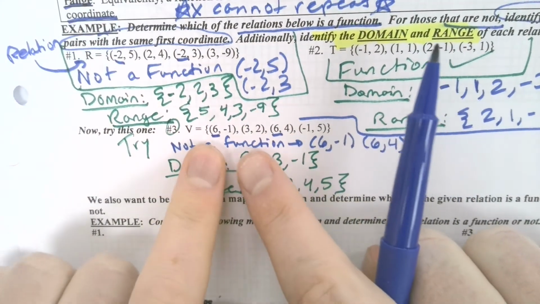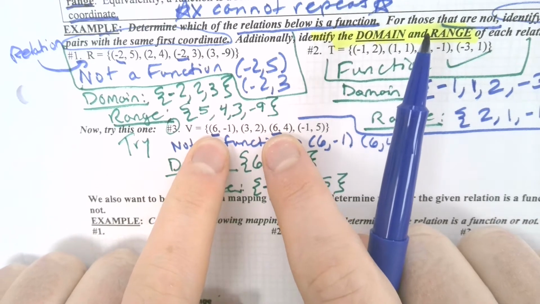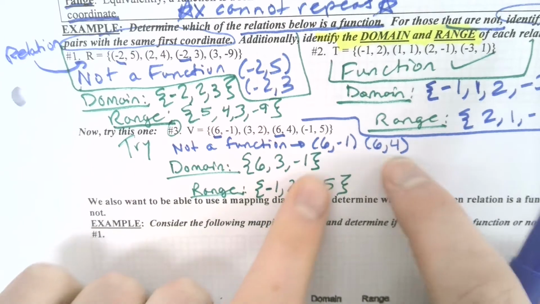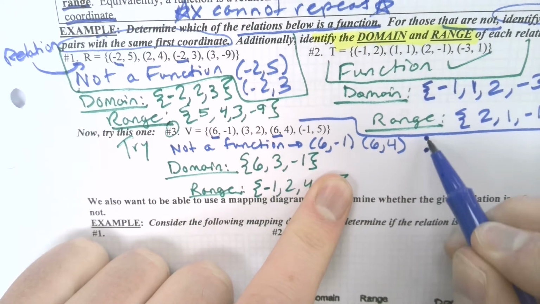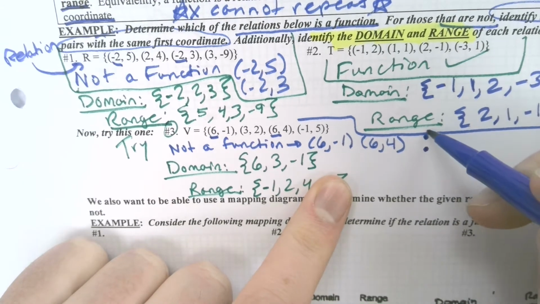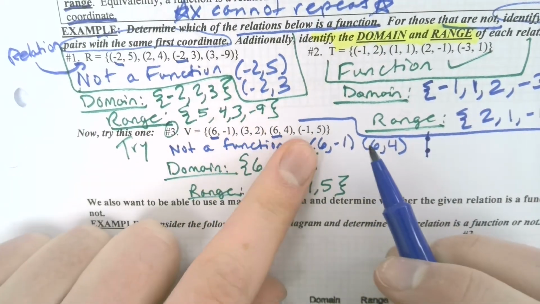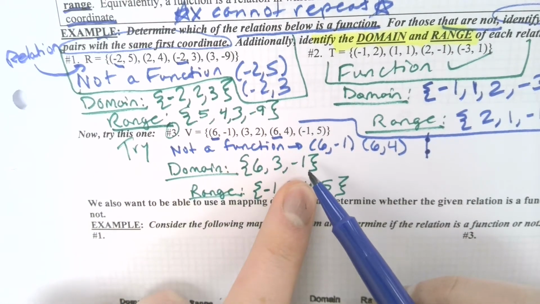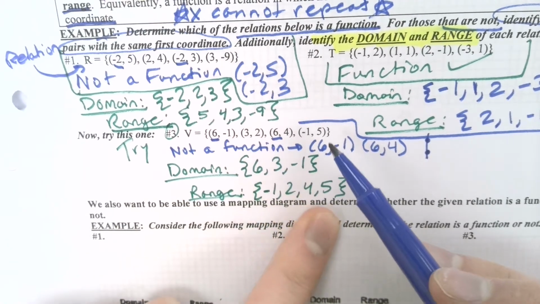Okay, so this one, number 3. Ooh, we have 2 points where they have the same x. This is not a function. We have repeating x's. These 2 points will be stacked on top of each other. They'll be right above each other. And we're going to talk about why that fails something very important on part 2. So not a function. The domain is going to be 6, 3, -1. We don't have to write that second 6. And the range is -1, 2, 4, and 5.